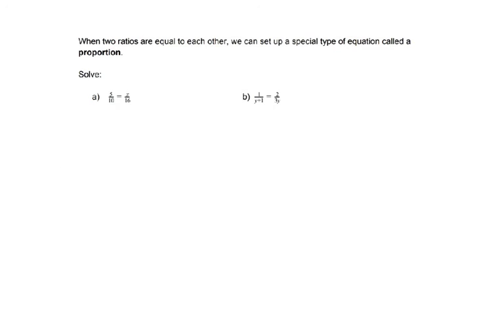When two ratios are equal to each other, we can set up a special type of equation called a proportion, and we solve proportions by cross-multiplying. So we multiply along the diagonal to get 10 times x, and then the other diagonal, 5 times 16, is 80. We divide by 10, so x equals 8. Which makes sense, because 5 is half of 10, so 8 should be half of 16.